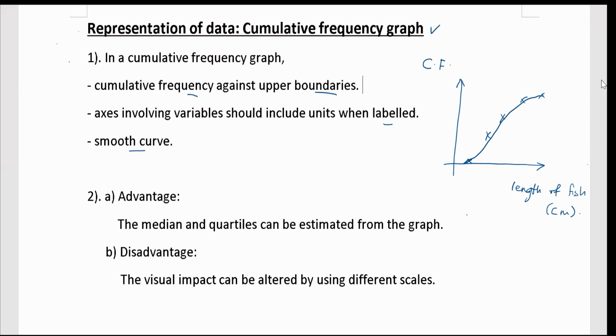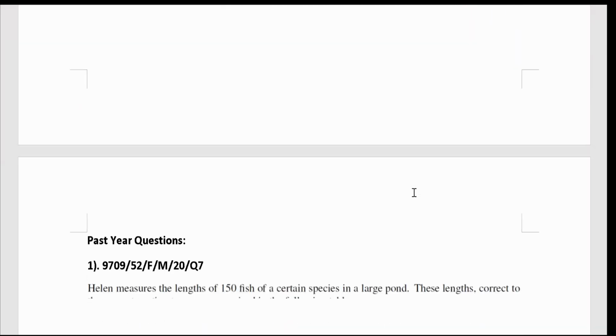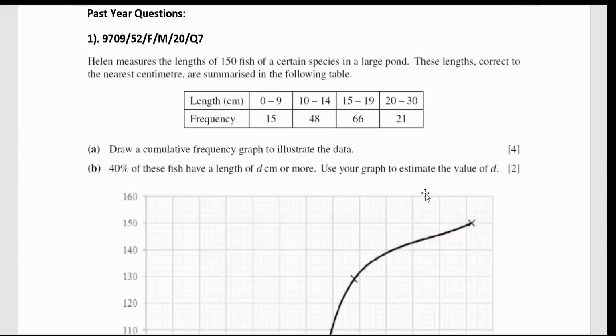The advantage of using the cumulative frequency graph is to estimate the median and the interquartile range. So we are able to get the lower quartile and upper quartile estimated. The disadvantage is the visual impact can be altered by using different scales. If we have different scales, the graph might look slightly wider or slightly thinner, then the visual impact will be different, right? So now we have the example here, from a past year question.